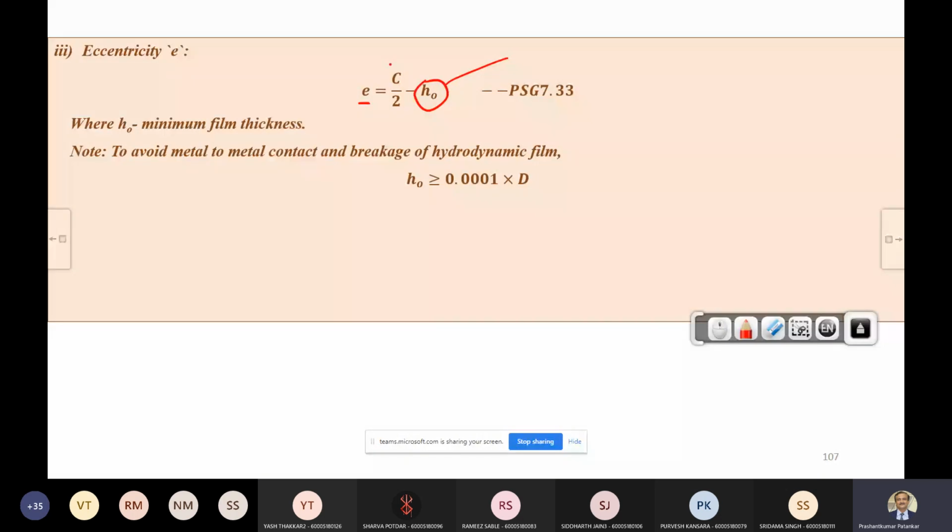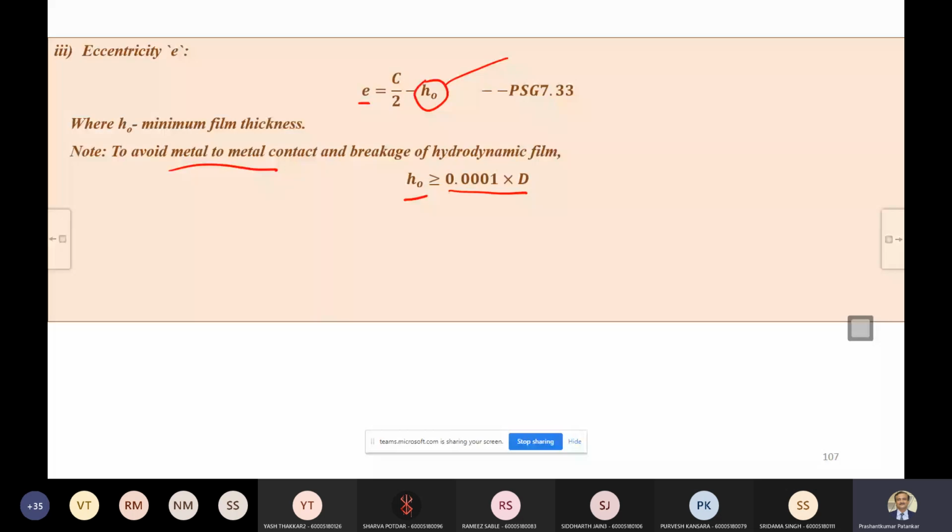Are you understanding? And the minimum film thickness, in order to avoid metal to metal contact in a hydrodynamic journal bearing, we have to ensure that it is more than 0.001 times the diameter of your shaft. To avoid metal to metal contact, the minimum value of the film thickness should be greater than 0.001 times the diameter of the shaft.